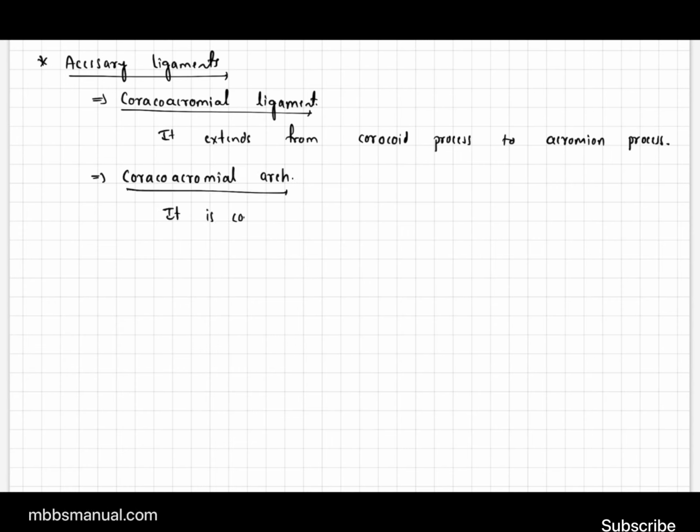Accessory ligaments. Coracoacromial ligament. It extends between the coracoid and acromion process. Coracoacromial arch. It is formed by the coracoid process, acromion process, and coracoacromial ligament in between them.